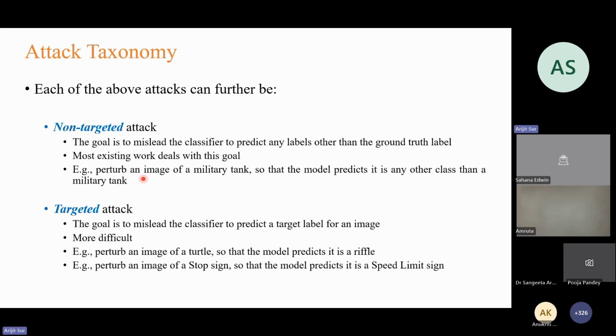It's okay, it's a dog. Or say given a military tank, they say no, it's not a military tank, it's basically a bus. So when they are going to say that, it also has been fixed. So it's more difficult. The part of the image is a stop sign, and the target that the model predicts is a speed limit sign. So this is the basic idea of targeted attack.